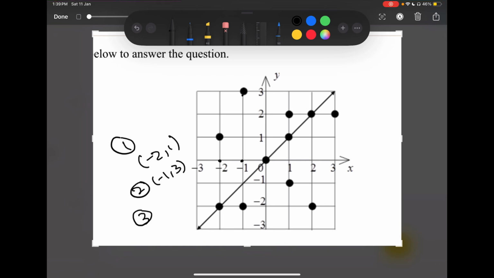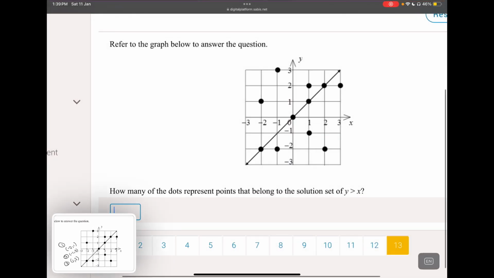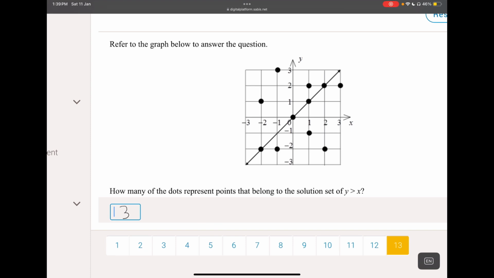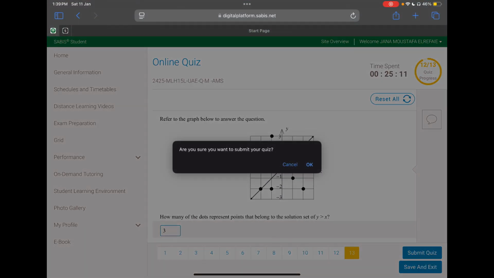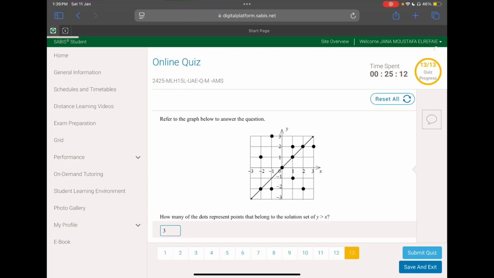Here we have 3, 2. That's incorrect. Here we have 1, 2. That's correct. So we have 3 of the dots that represent points that belong to the solution y is greater than x. I hope you guys understood.